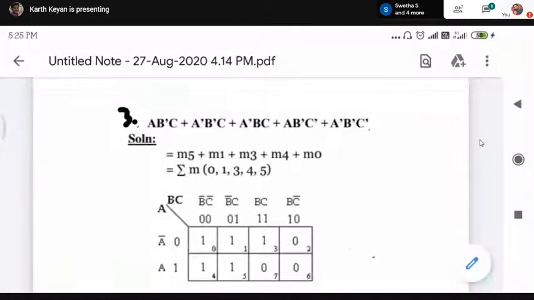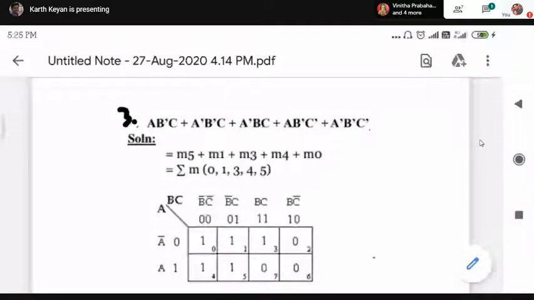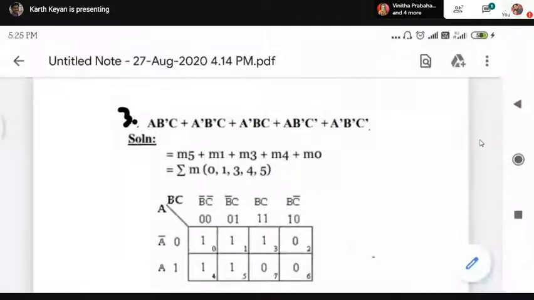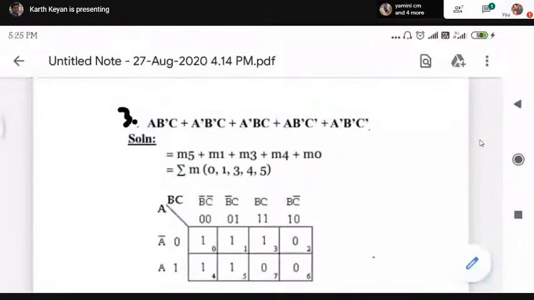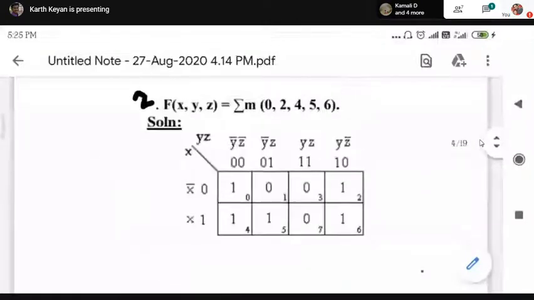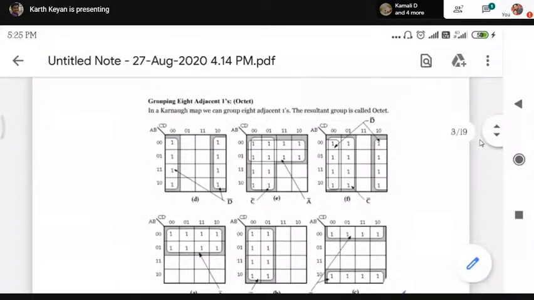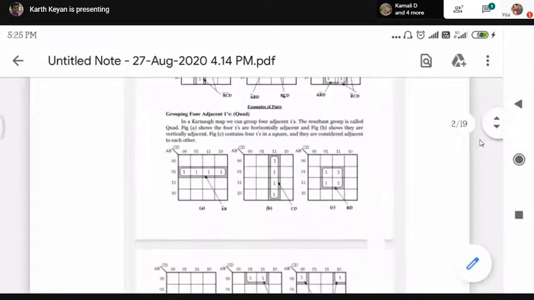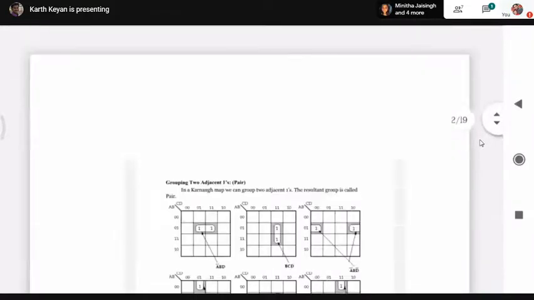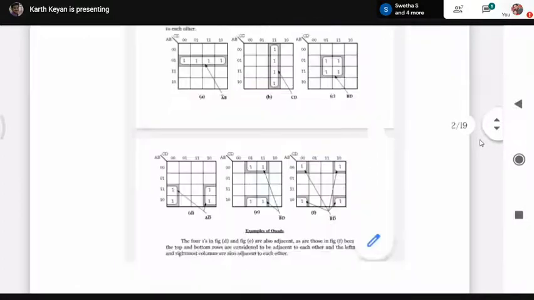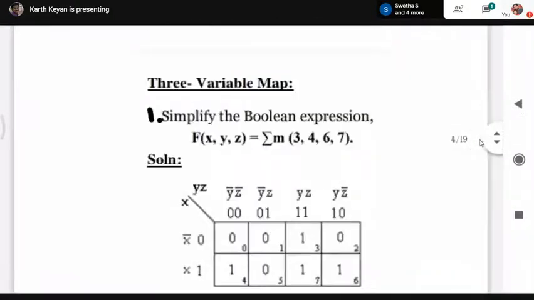Why do I have to discuss this coordinate map? This is the exact role: we have to find the simplified expression. I'll solve this problem. Next, how we are going to make the groups, that is the second one. The first point is that I'm going to have 8 cells or 16 cells with me.